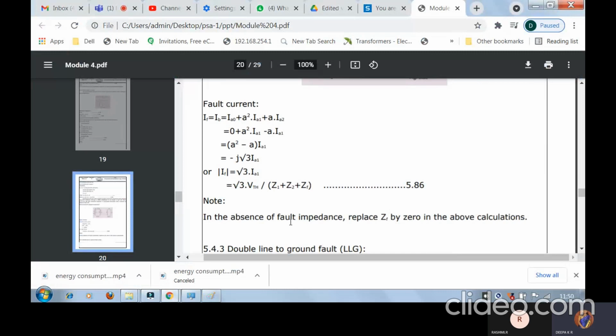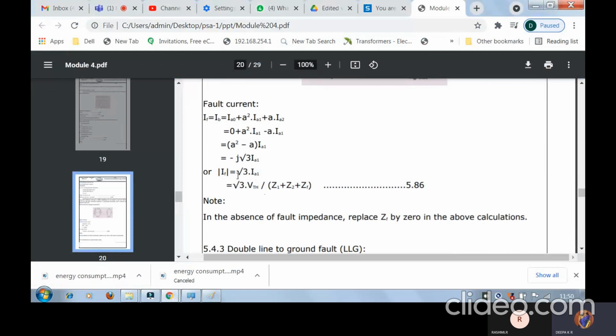So in the absence of fault impedance, means if ZF is not there, you're going to have these two terms, that is Z1 plus Z2. So you can assume ZF as 0. But nothing is going to happen. If these values are more, then definitely your output will be in terms of 0.1 amps, 0.3 amps like that.